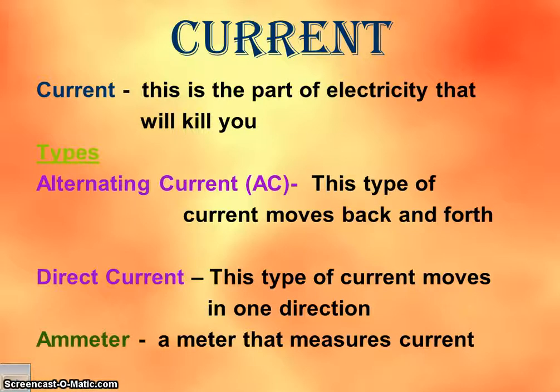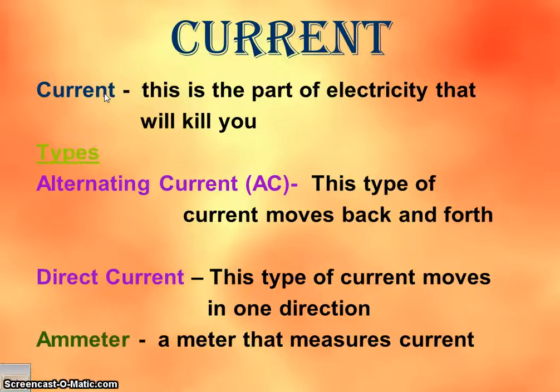Current and voltage is what we're going to talk about today. All right, we're going to start off with current. Now, current is what I would describe as the electrons traveling through a wire, and they're going to be pushed by the voltage. Depending on how many electrons you have, the more electrons, the higher the current.